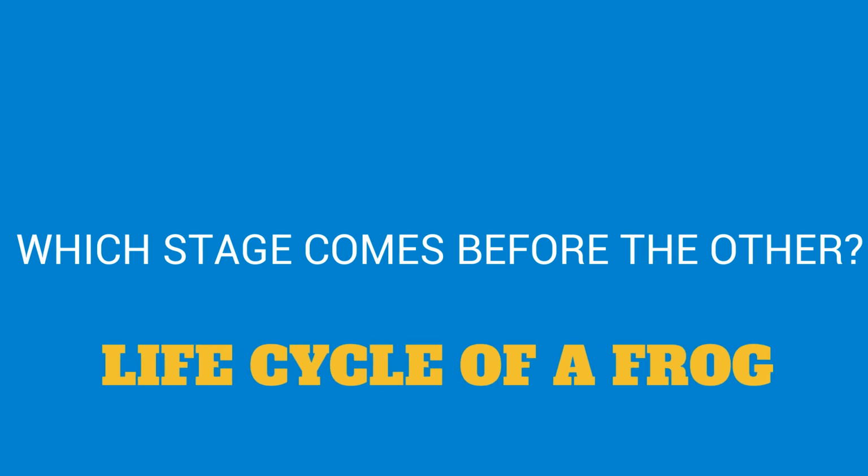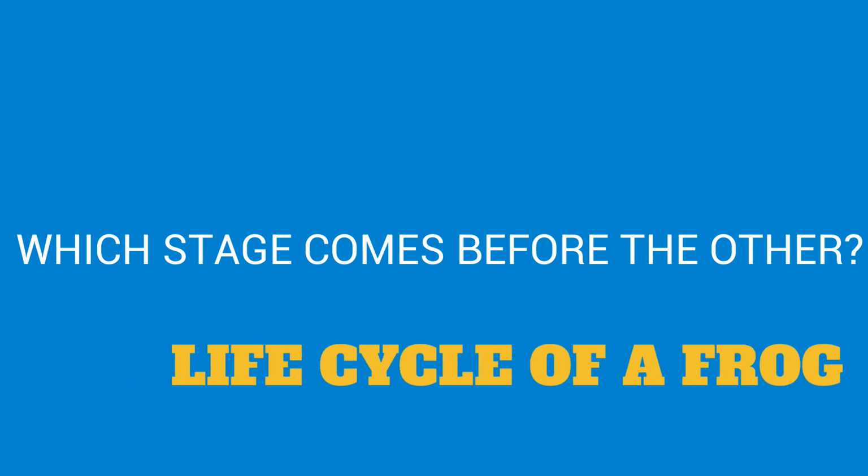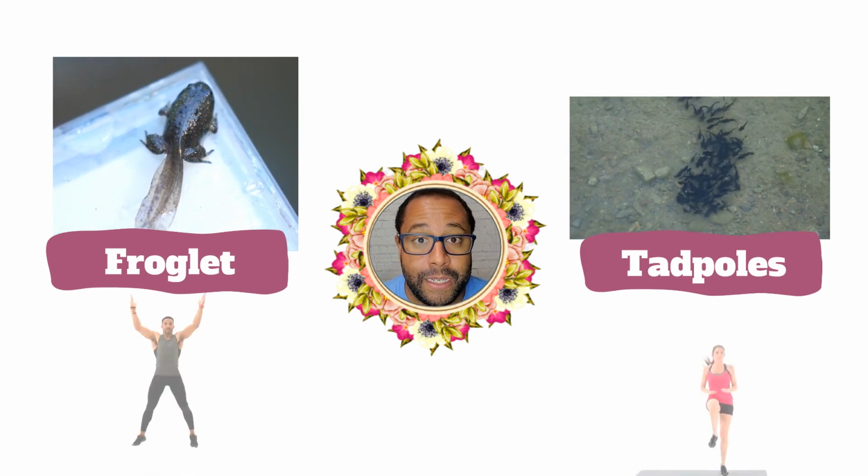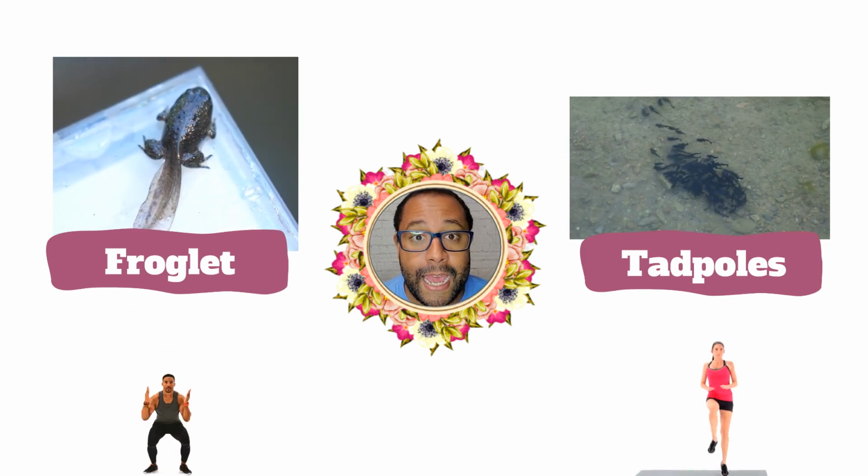Which stage comes before the other in the life cycle of a frog? Which comes first? Is it the froglet or the tadpole?